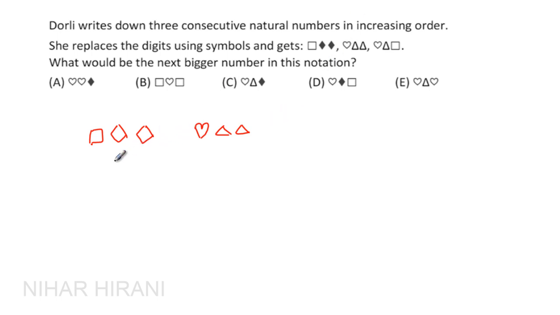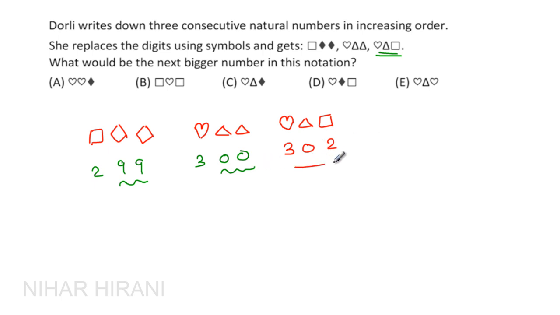Let's think about 299. So 299, the number after that is 300. So here you can see these two are same, these two are same, these and these are different. So this is fulfilling the condition, we can say. Is it? Now let's try to think about the last number. So the last number is heart, triangle and square. Now heart is 3, so it must be 3 here. Triangle is 0 and square is 2. So this is not matching. It has to be 301, isn't it? So that means this arrangement is also wrong. Now let's think something else.